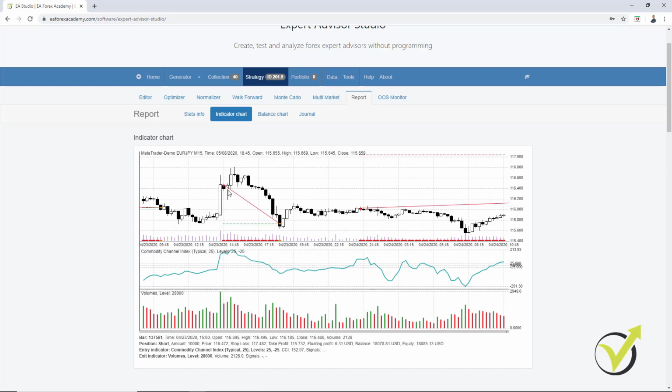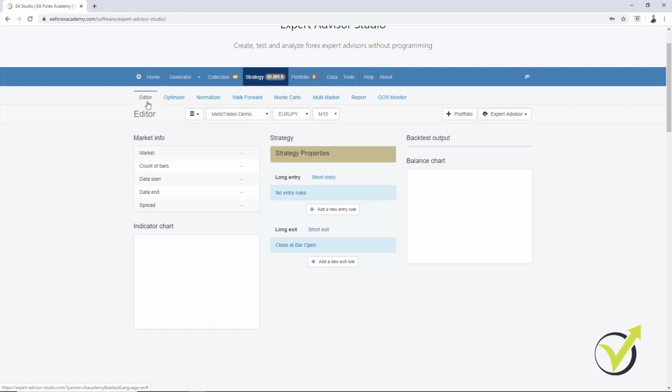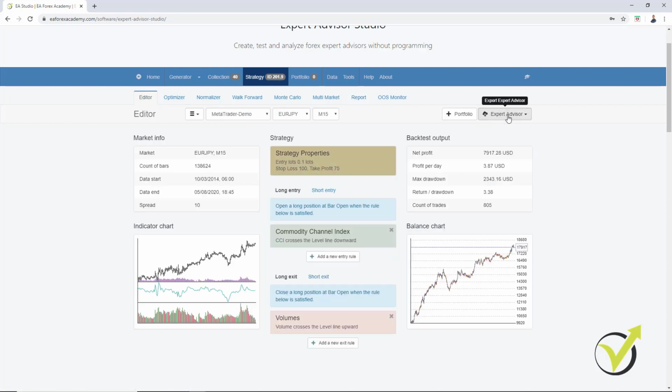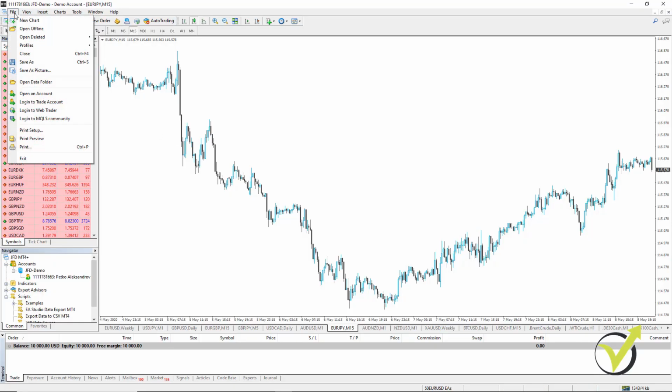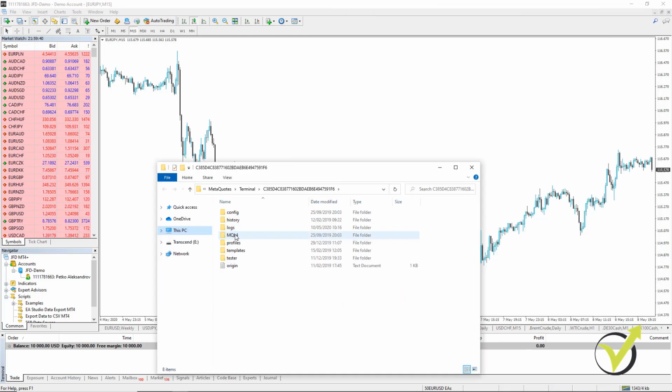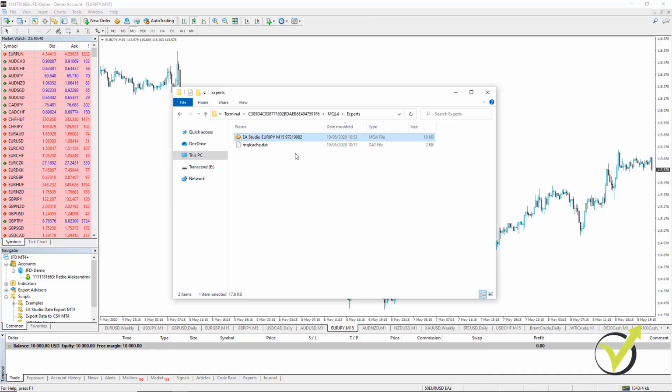Let's have a look at this short trade. The CCI crossed the level line upwards, we had a short trade right after the cross, and it hit the take profit. Now what I will do, I will export this strategy from EA Studio as an expert advisor for MetaTrader 4. I will copy it and I will open MetaTrader. I will go to File, Open Data Folder, MQL4, Experts, and I will paste here the expert advisor.